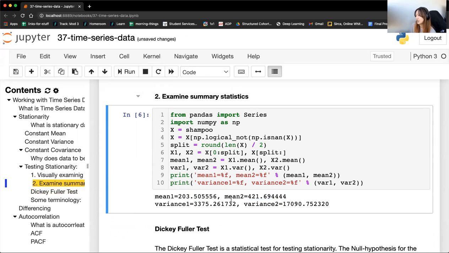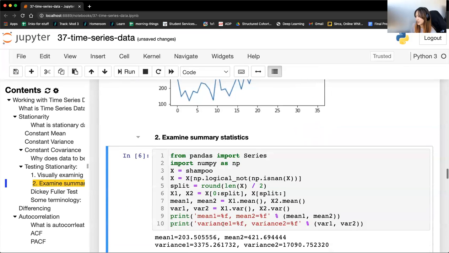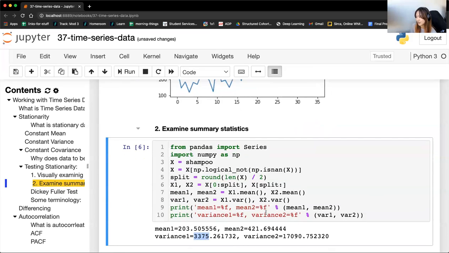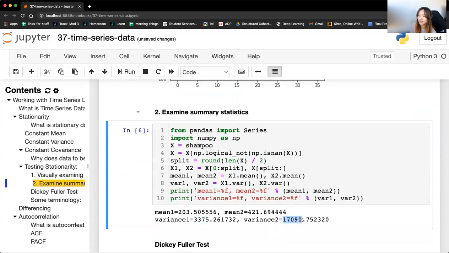And then also, if we're looking at variance across the two parts, you can see that the variance at the start is much lower. It's about 3,300, whereas towards the end, you get a greater variance of 17,000. So it also is violating your constant variance assumption. This, I will say, is more on a simple level if you just want to see whether at two different parts of your data you're seeing different patterns.